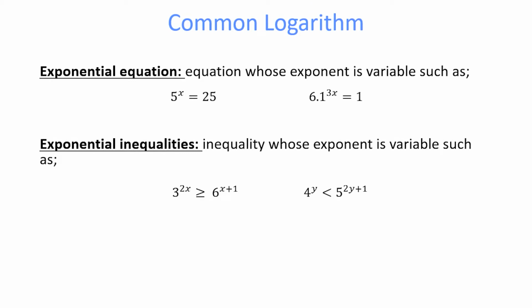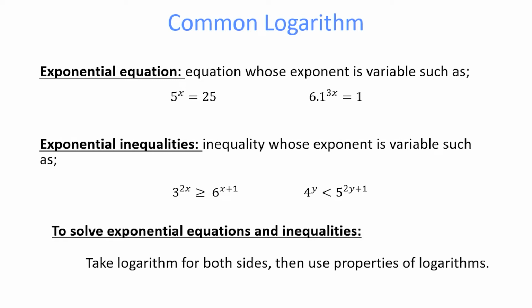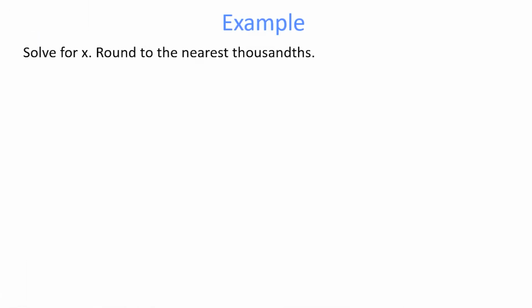Well, first of all, we will need to take the logarithm of both sides. Let's see a few examples on this. Solve for x, round to the nearest thousandth. This means we have to keep the first 3 digits after the decimal point. As you see, our first task is to solve this equation.